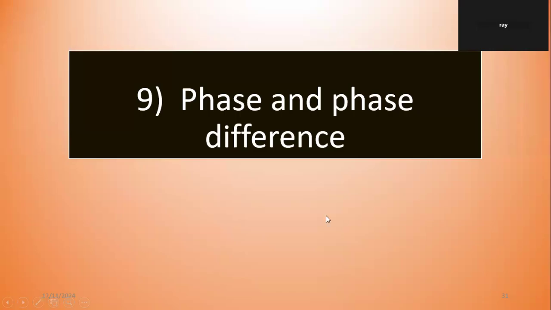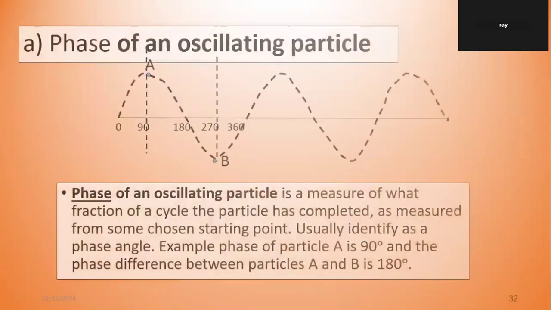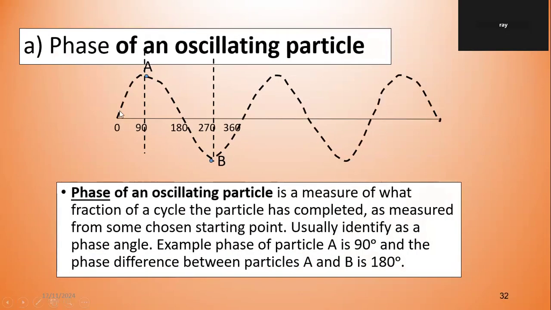Carry on. Progressive wave, phase and phase difference. Basically, we are trying to have the particle as a wave passes through. Each particle, like this part will be here, this part will be here, and then another particle will be down there. In phase, we are interested to identify the particle: where is its position in reference to a cycle?